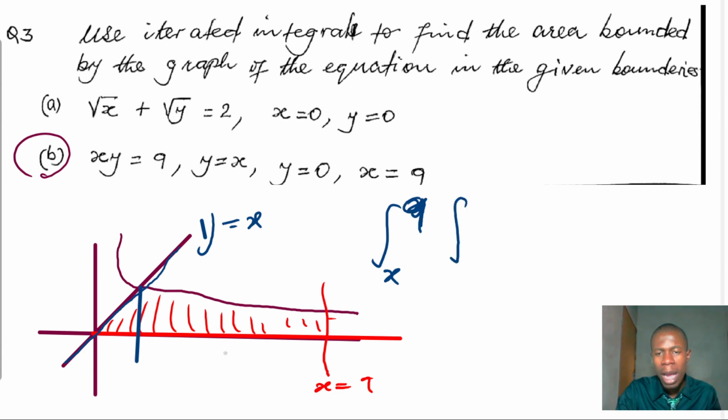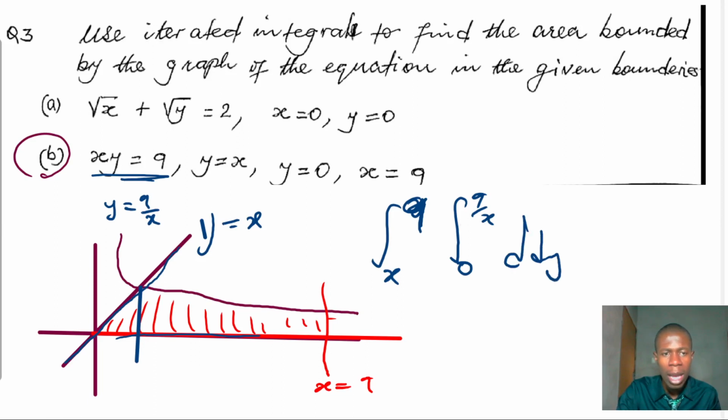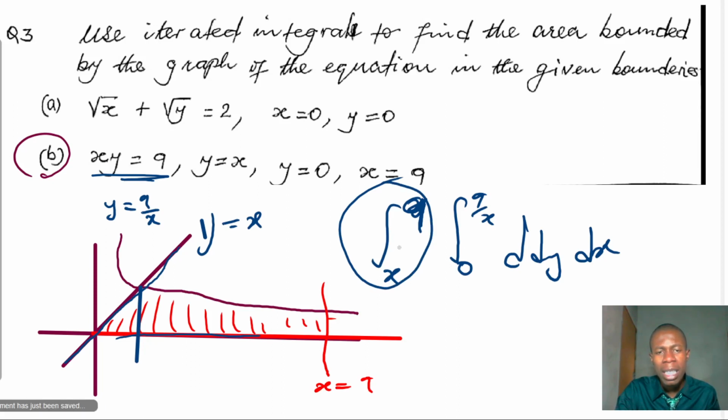Then for y, the lower boundary would be 0 to this line. So this line, we make y the subject of the formula, that is y equals 9 over x. So this line is this one here. Then we say this is for y, so this is dy, then the x outside. So it will be x dy. It wouldn't make much sense because outside here we should have an integral with numbers.